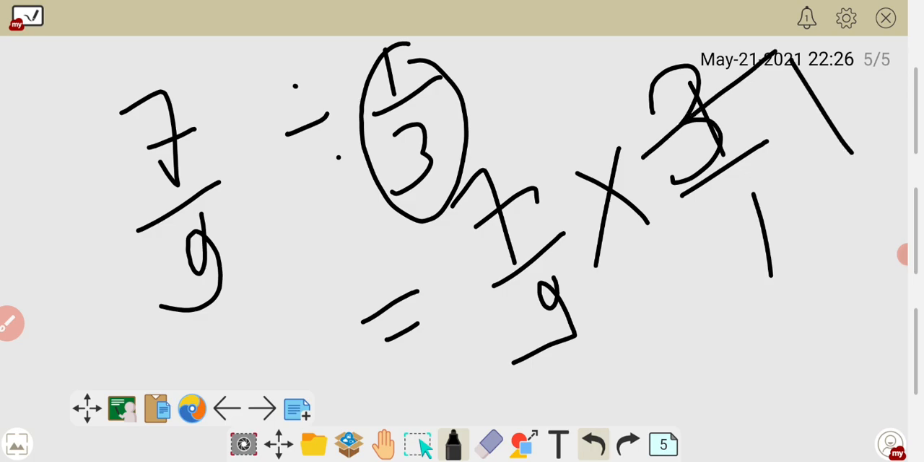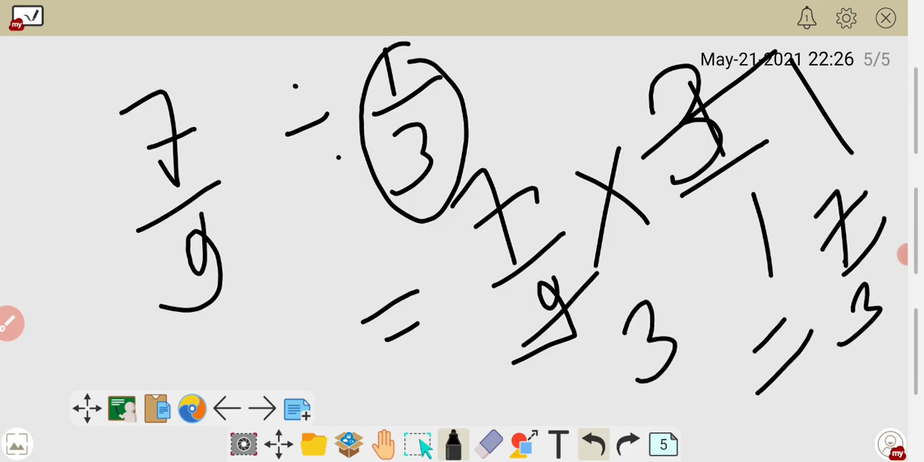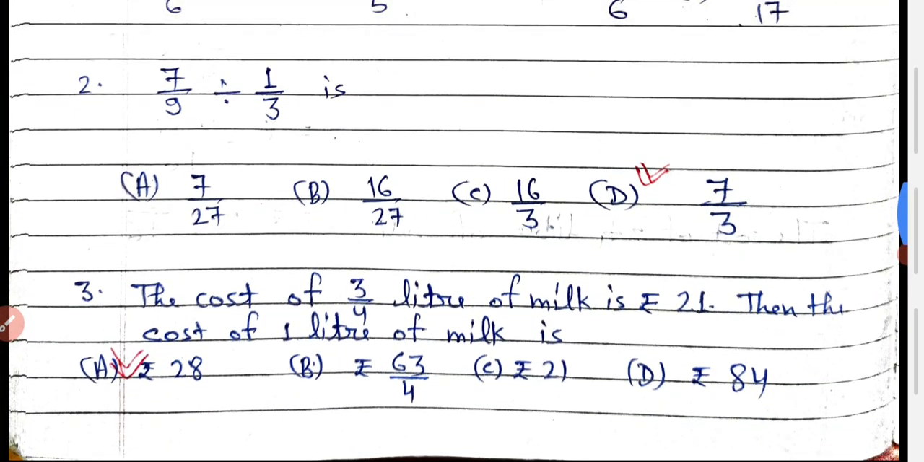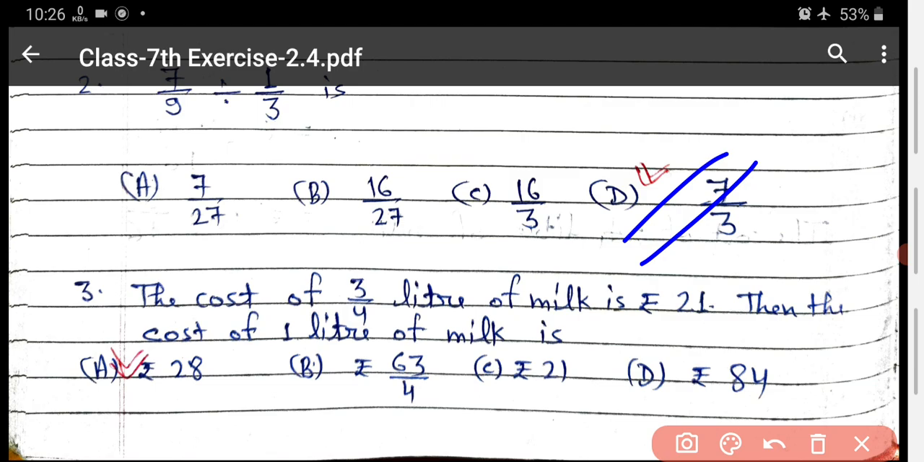Now just solve. 3 1s are 3, 3 3s are 9. So what did you get here? 7 upon 3. Just look at the options. 7 upon 3 is there, so you have to tick option number D. This is your correct answer. Now come to question number three.